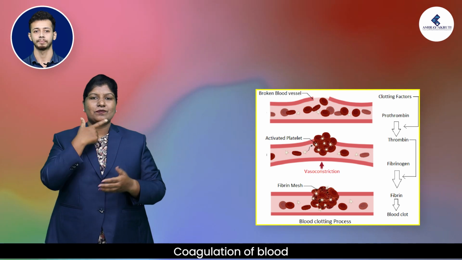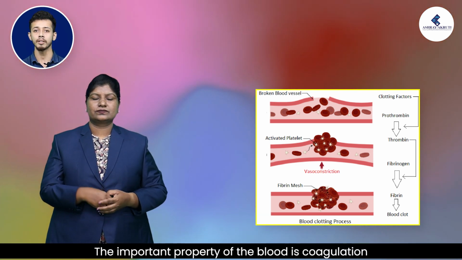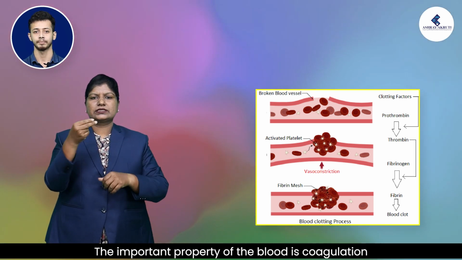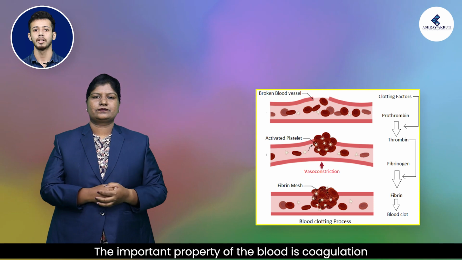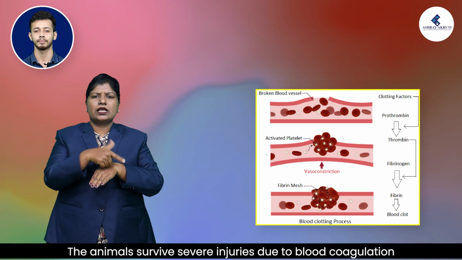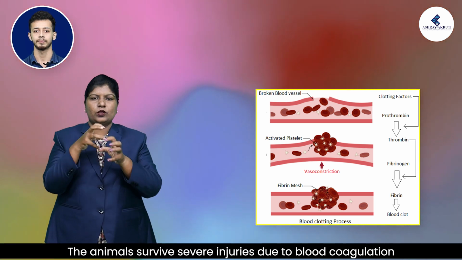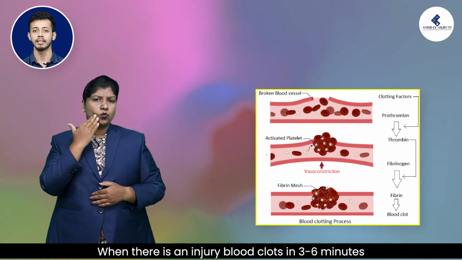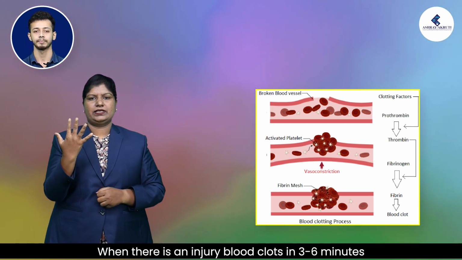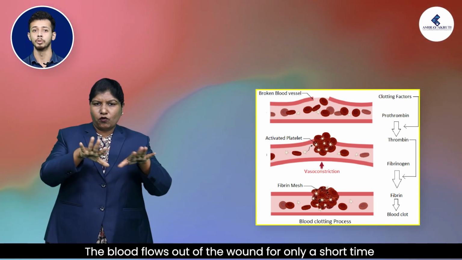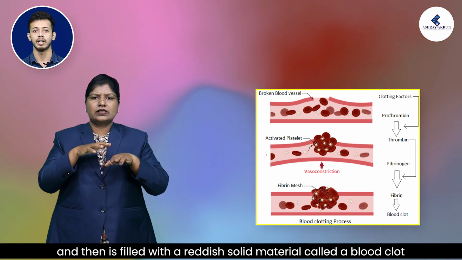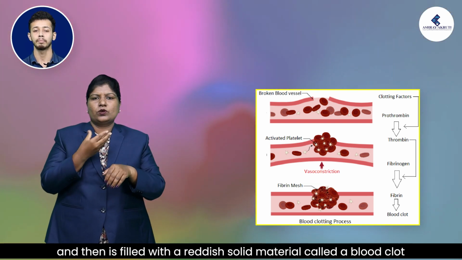Coagulation of blood. The important property of the blood is coagulation. Animals survive severe injuries due to blood coagulation. When there is an injury, blood clots in 3 to 6 minutes. The blood flows out of the wound for only a short time and then it is filled with a reddish solid material called the blood clot.